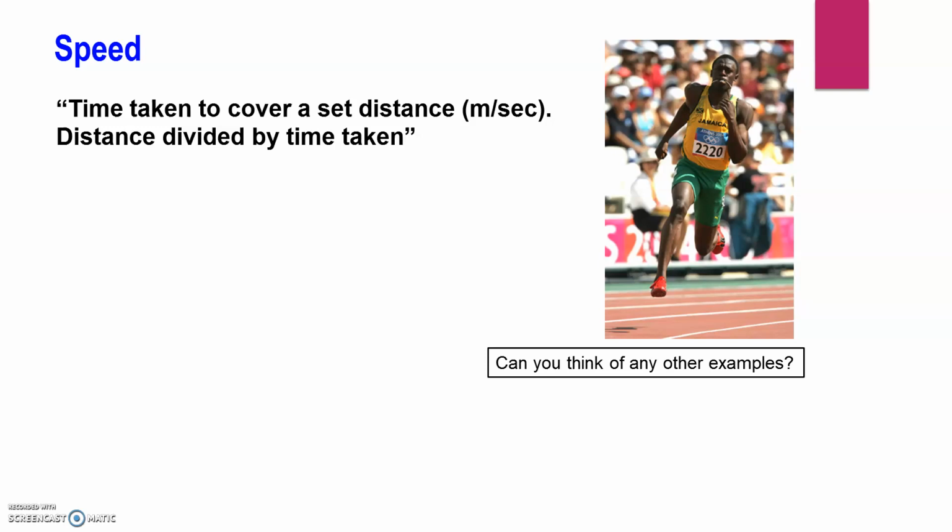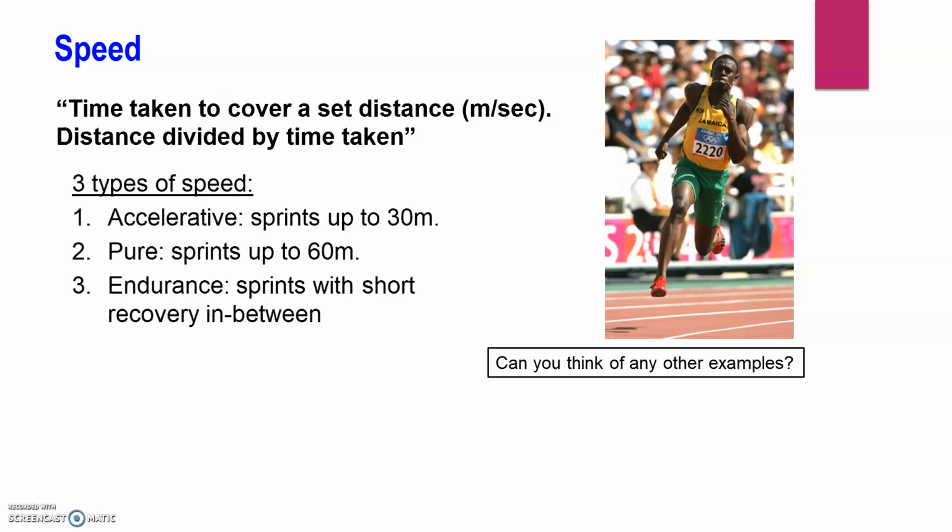So those are your Cornell notes. With regards to the three speeds, we're going to go on about this in more detail at a future date, but you can get this down. Three types: accelerative, which is up to 30 meters, pure, which is up to 60 meters, and endurance is sprints with short recovery in between. So they're the three types of speed. Get all of those down, and don't forget to give yourself your questions as well. The questions have to have key parts of the actual definition within them.